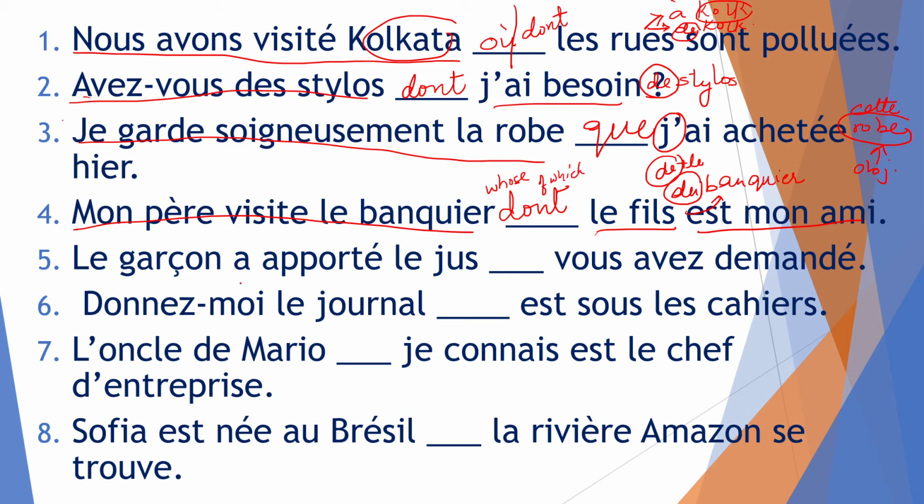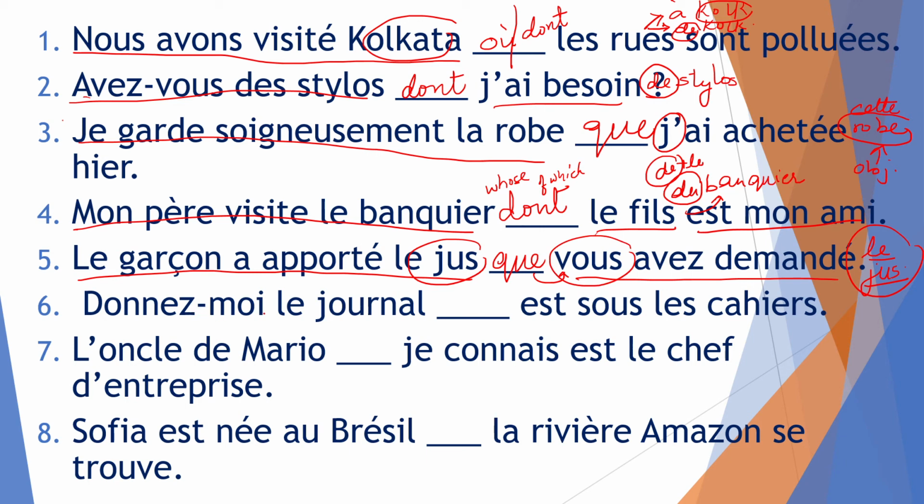Okay, then le garçon a apporté le jus — vous avez demandé. So the first sentence would be le garçon a apporté le jus. Second would be vous avez demandé le jus. In the second sentence it is the object, so you have to put que. Le jus, common factor being the object. What comes after que is always a noun or a pronoun.